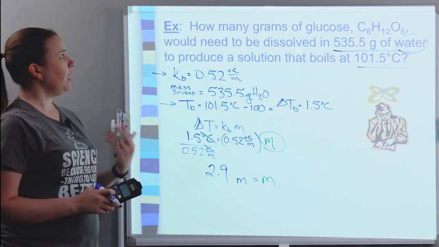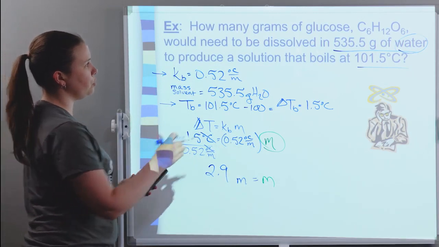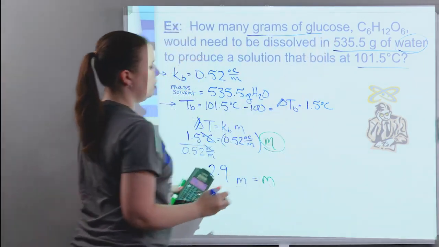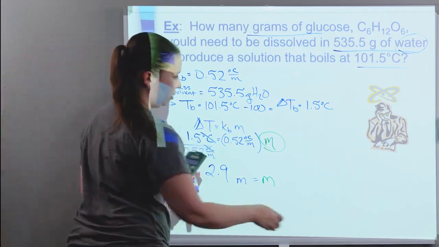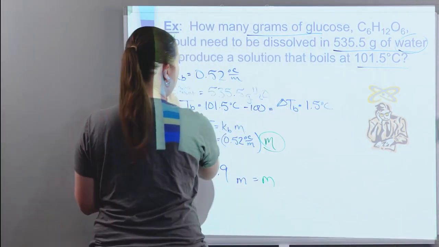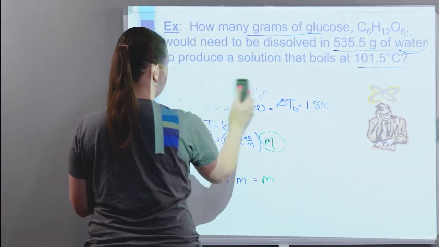Now that I have my molality, I can start making progress towards my amount of solute. But I'm going to need another equation for that. So I'm going to erase my variables up here and work in my next equation.